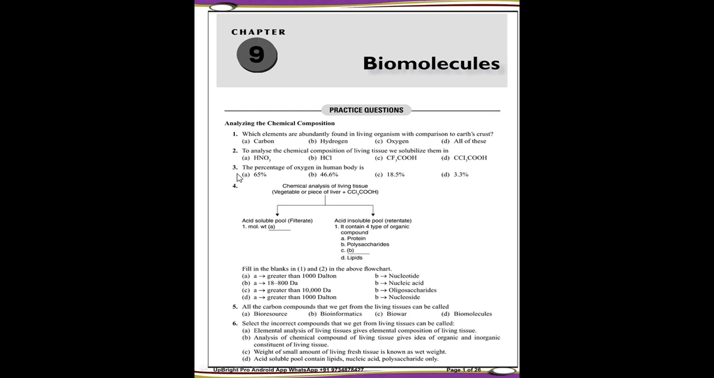Question 3. The percentage composition of oxygen in the human body. The human body is made of about 65% oxygen. So the answer here is A.